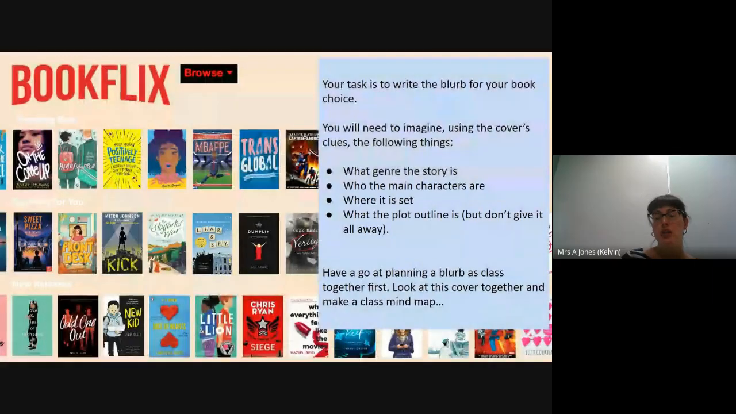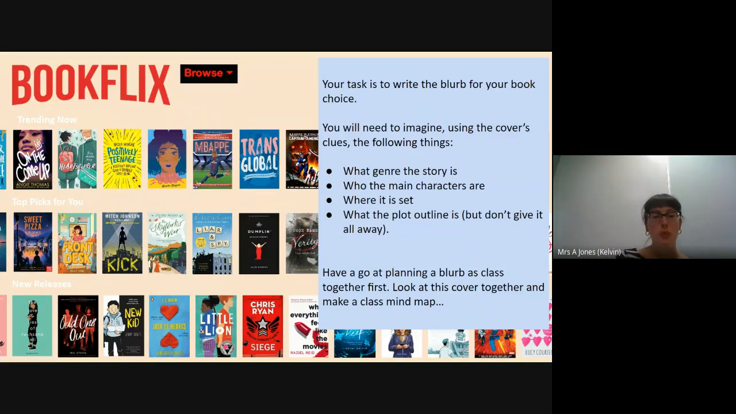And what I would like us to do is write the blurb to the book you've chosen. So you might not know exactly what happens in it. I'd like you to use the clues on the front cover to write the blurb. You'll need to imagine, using the cover's clues, the following things. So I'd like your blurb to include these things: what genre the story is, who the main characters are, where it's set, what the plot outline is. But remember, don't give all the plot away.